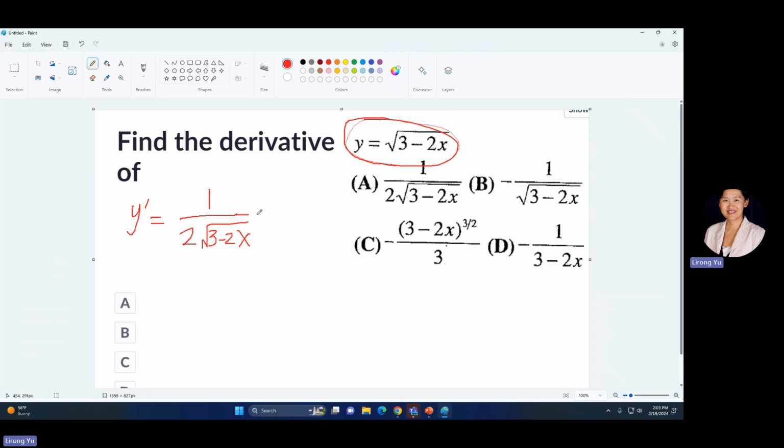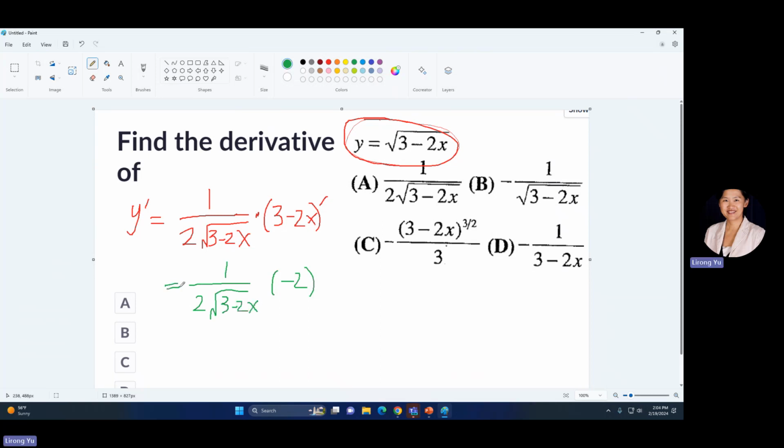But also after you've done that, according to chain rule, since it's not root of x, it's a root of 3 minus 2x, you still have to find the derivative of the inside. So you have to multiply the derivative. The derivative of 3 minus 2x is negative 2, right? So this has a derivative of negative 2. And then we also will multiply what was originally there.